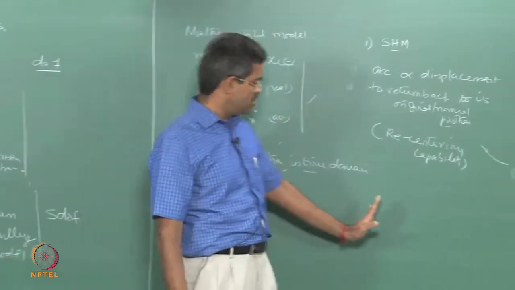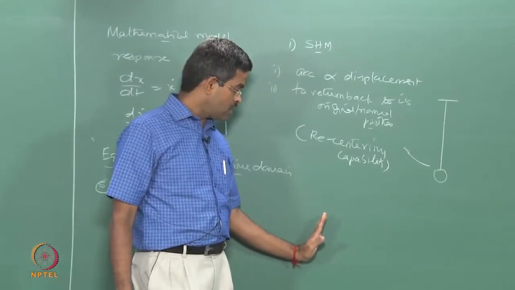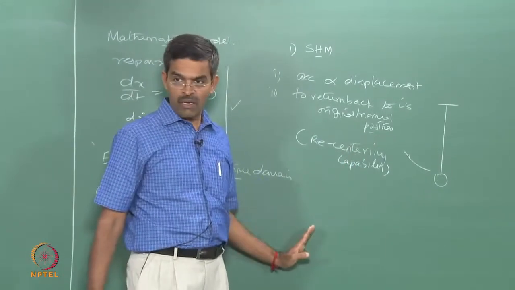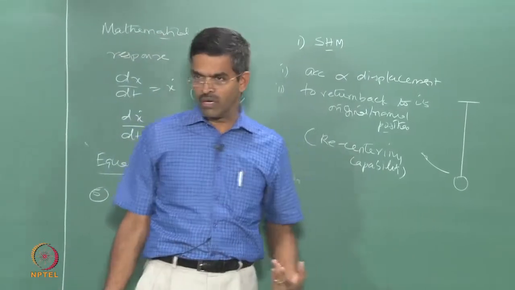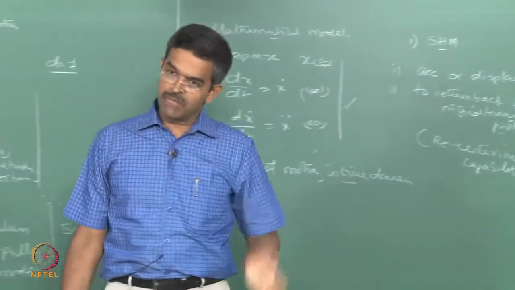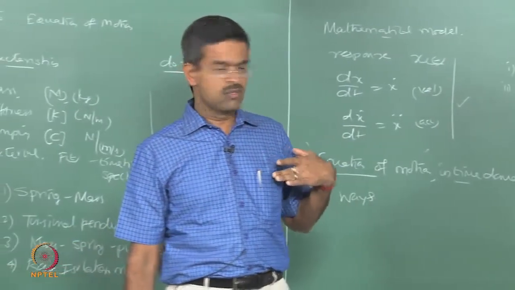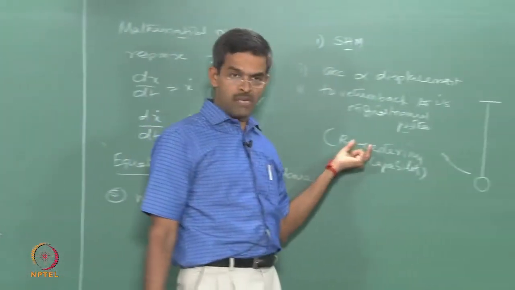Today's structure is at location GPS A, and the structure does not have a recentering capability. Tomorrow the location of the structure will be GPS B, which I do not want. I want the structure to remain at A irrespective of the force acting on the structure. So, recentering capability is very important.